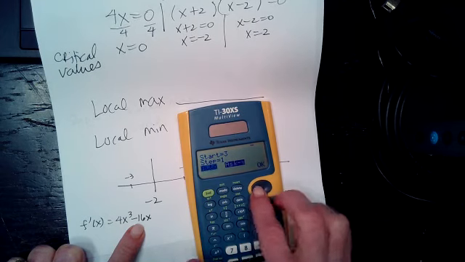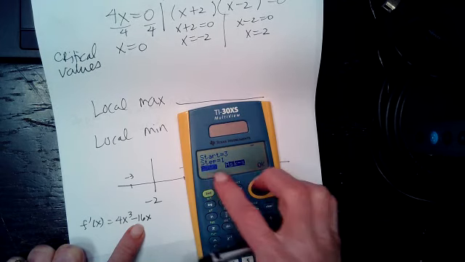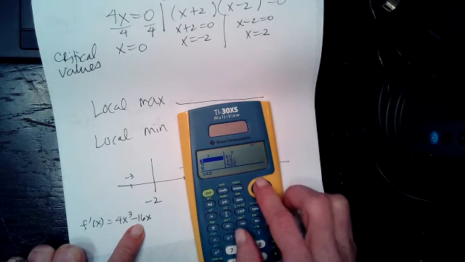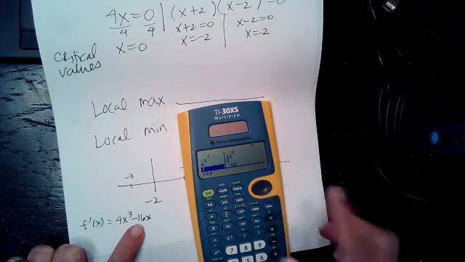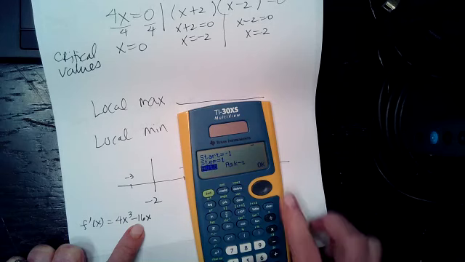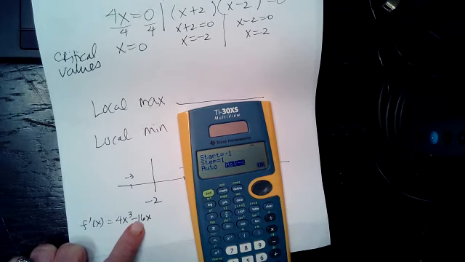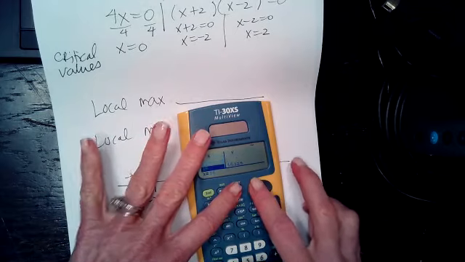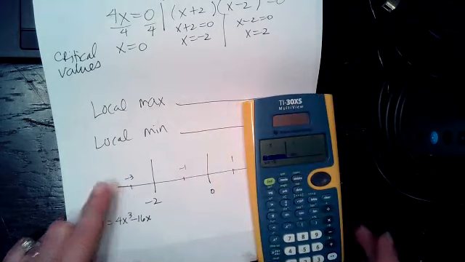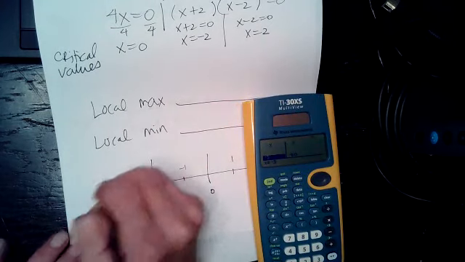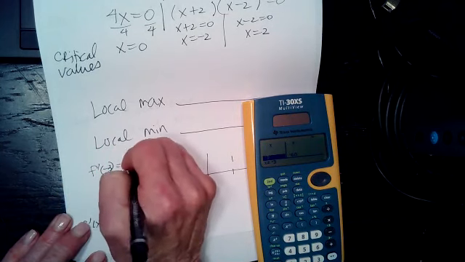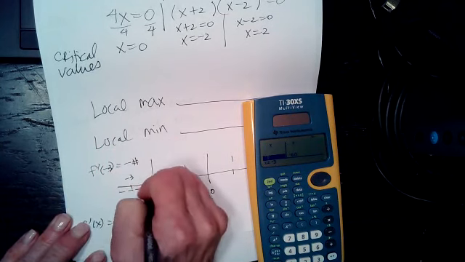Now remember, your calculator might be set on auto, and if that were the case, you would just have to scroll up and down to find your numbers. I just like to set mine on ask so that I can delete whatever is there and just ask. So what do I get when I plug in negative 3? I get negative 60. So f prime of negative 3 is a negative number. That's all I care about, right?